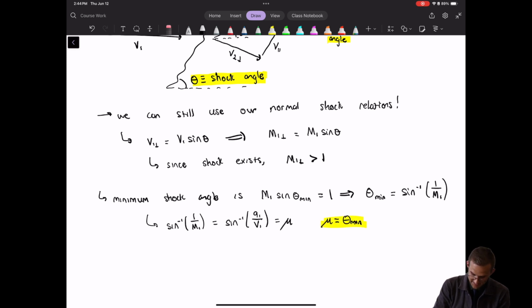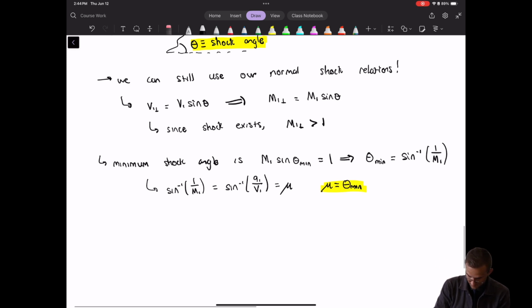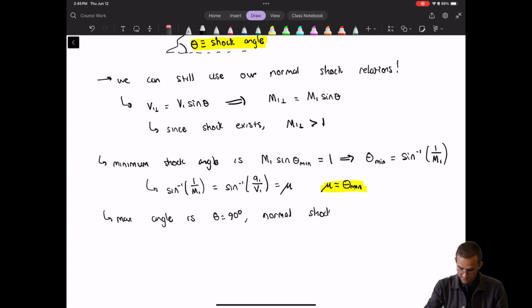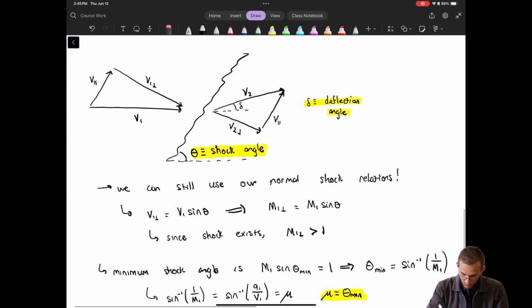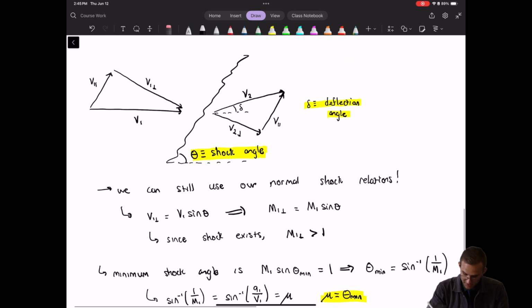Okay, and then the max angle is theta equals 90 degrees, which is just the normal shock. So we've gone from oblique to normal in that case. Okay, one thing that I wanted to note on this diagram that will be useful is this angle right here.